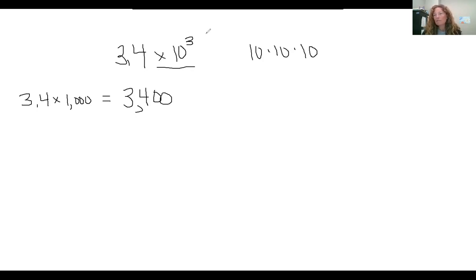Because this is a positive number, I know that the exponent is a positive number, so I know that my number is going to be large. I'm taking something bigger than 1 and multiplying it by a very large number, therefore I'm going to get a very large number. How many places do I move the decimal?